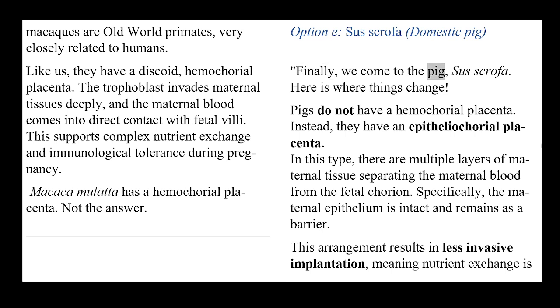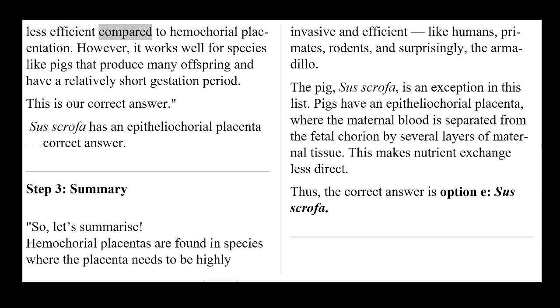Finally, we come to the pig, Sus scrofa. Here is where things change. Pigs do not have a hemochorial placenta. Instead, they have an epitheliochorial placenta. In this type, there are multiple layers of maternal tissue separating the maternal blood from the fetal chorion. Specifically, the maternal epithelium is intact and remains as a barrier. This arrangement results in less invasive implantation, meaning nutrient exchange is less efficient compared to hemochorial placentation.